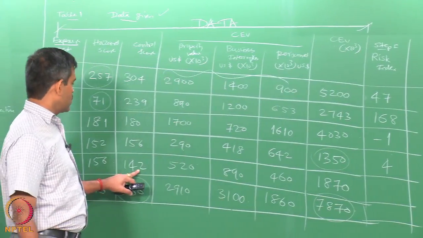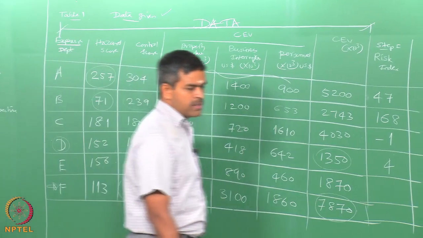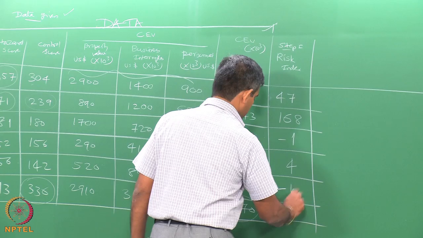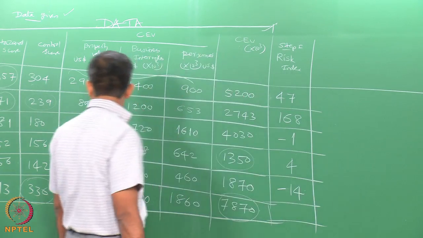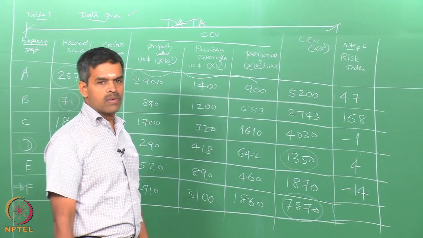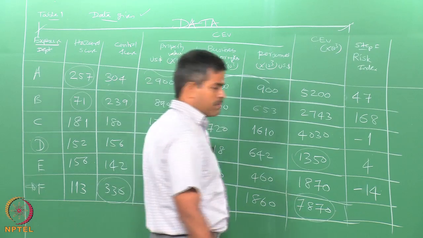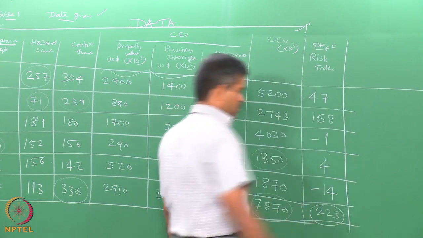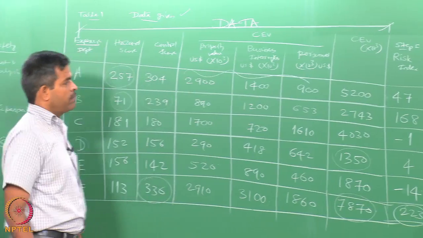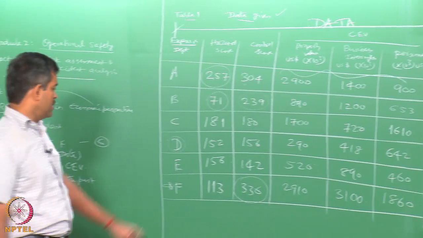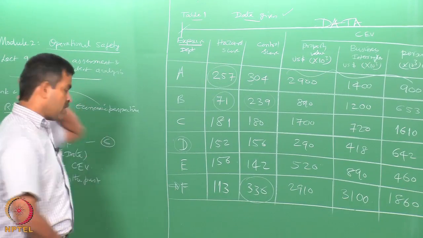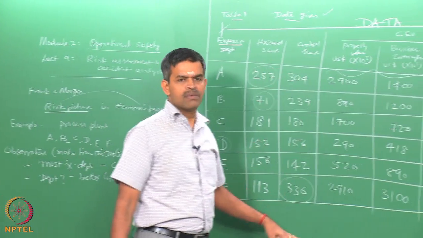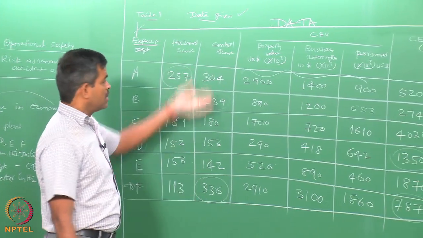Similarly, here the control scores are lower than this, I must get minus 14, and 336 is far better than 113, therefore, I get plus 223. So, the best control score or the best risk index is seen in department F, as expected in the first information, because department F had a very good control mechanism. It seems in place compared to other departments relatively.